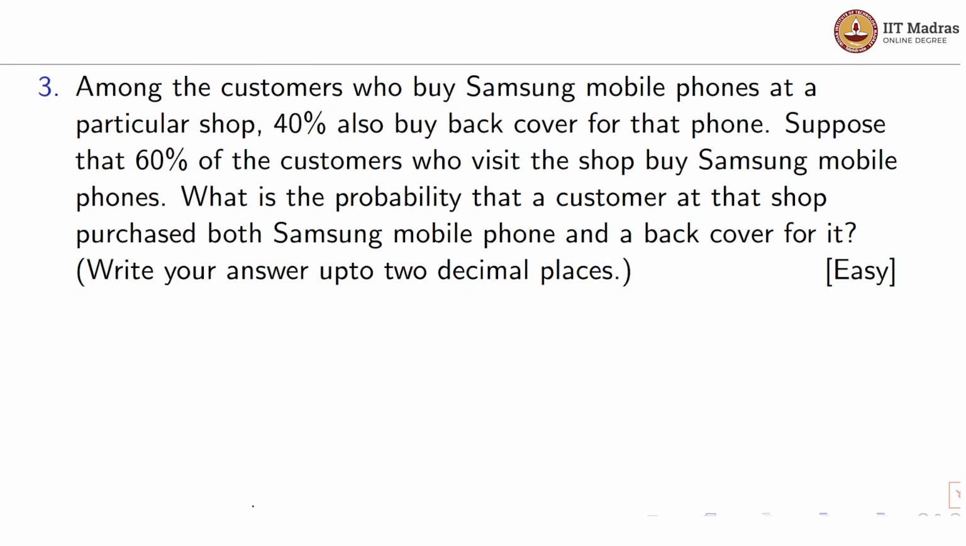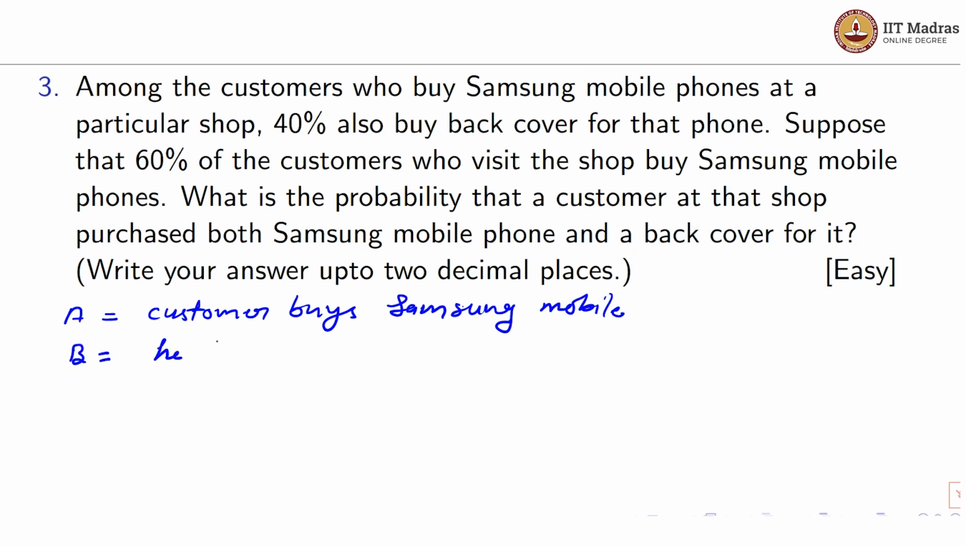Next question, question number 3. Among the customers who buy Samsung mobile phones at a particular shop, 40% also buy a back cover for that phone. So let me define two events. I am defining A as the customer buys a Samsung mobile phone, and I am defining B as he buys a back cover for that phone.